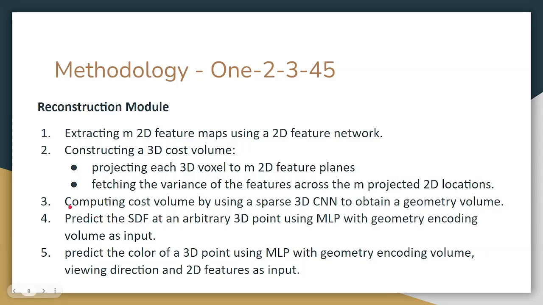The third step is to compute the cost volume by using a sparse 3D CNN to obtain a geometry volume that encodes the underlying geometry of the input shape. The fourth is to predict the SDF at an arbitrary 3D point using an MLP that takes the geometry encoding volume as the input. And the last step is to predict the color of the 3D points using an MLP with the geometry encoding volume, view direction, and 2D features as input.